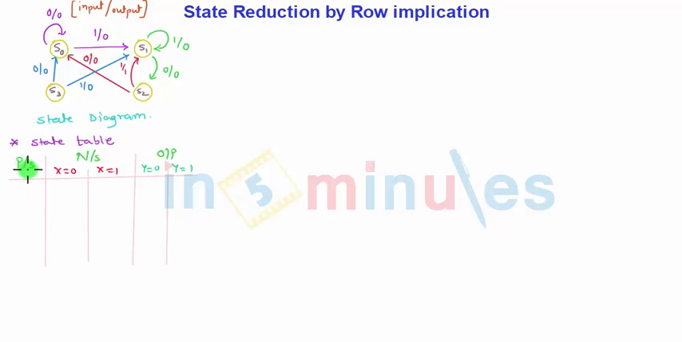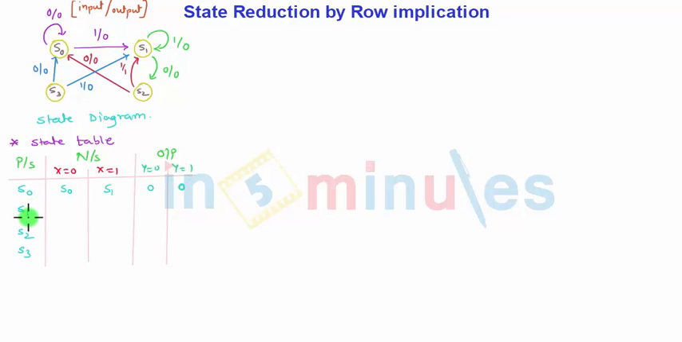So the present states are nothing but the states available in the state diagram. The states available are S0, S1, S2 and S3. These are the 4 states I have. For input 0, S0 will remain in S0, so this will become S0 and output will be 0. For X equal to 1, S0 will go to S1 and output will be 0.